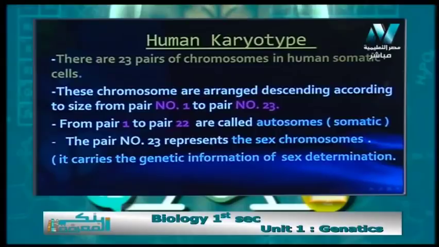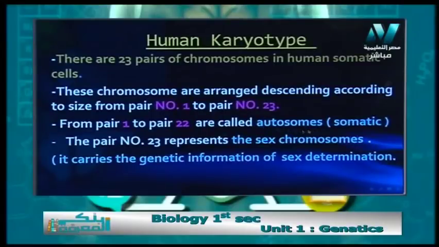There are 23 pairs of chromosomes in the human somatic cell. The number of chromosomes in a somatic cell is 23 pairs, that means 46 chromosomes. These chromosomes are arranged in descending order according to size, from pair number 1 to pair number 23, from longest to shortest. Pairs 1 to 22 are called autosomes.